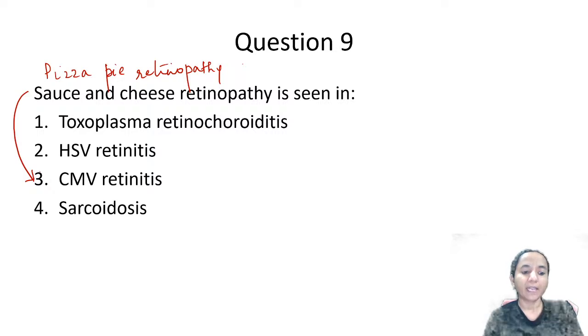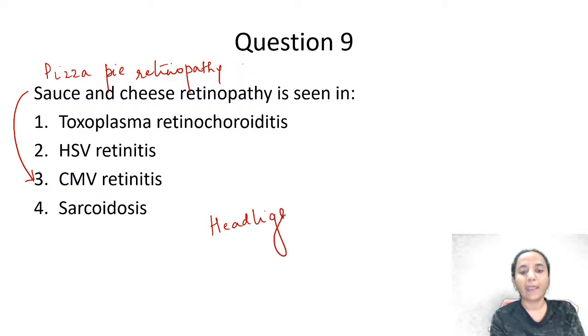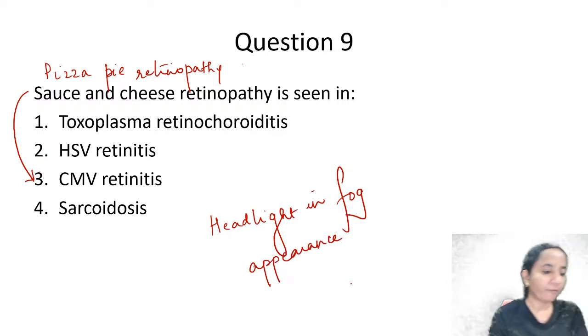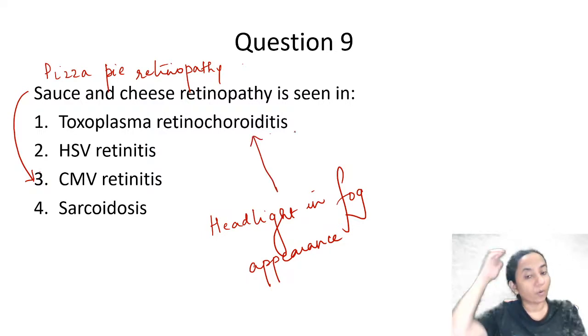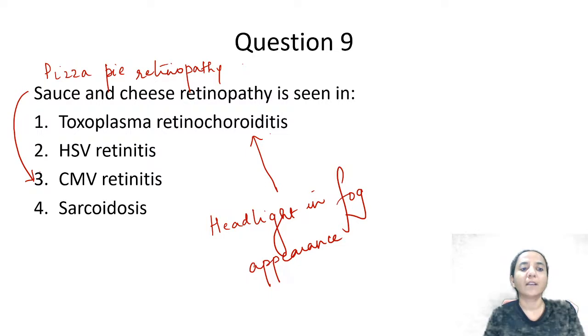Now if I ask you this question, with the same options, in which condition do we see headlight in fog appearance? Which one will you mark? Correct. This is the typical description of Toxoplasma retinochoroiditis. So pizza pie retinopathy or sauce and cheese retinopathy is for CMV retinitis, and headlight in fog appearance is for Toxoplasma retinochoroiditis. Next question.